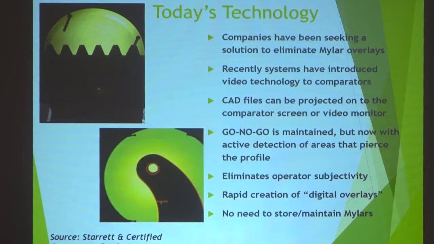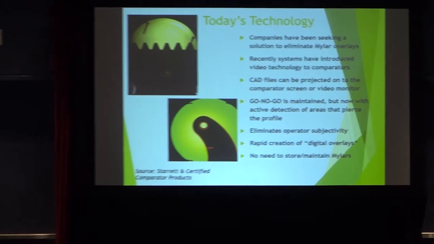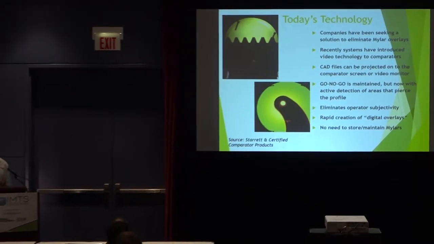So one of the big keys in optical metrology is the Mylar overlays. How many of you use Mylar overlays on a comparator? Okay. Are they ever trouble? Are they ever challenging? They get dirty, they get torn, they get lost. When the drawing gets revved, the Mylar's got to get revved. So there's a cost associated with maintaining those.